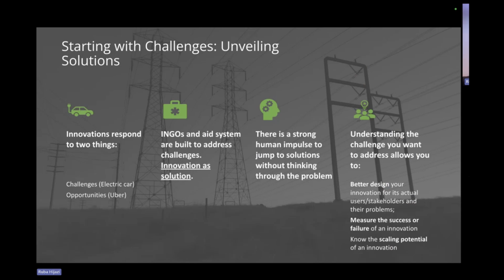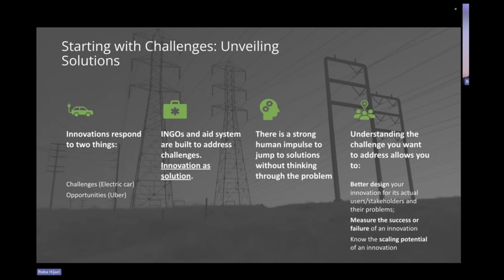So we usually start with the challenge, and this is why we will have this challenge mapping exercise, and this is why we usually believe that it's better to start with a challenge when trying to unveil a solution or having an innovation. Innovation usually responds to two things: opportunities and challenges. But in our system, in our INGOs and aid system, we were built to solve challenges and to address challenges. So because of that, we see innovation as a solution.